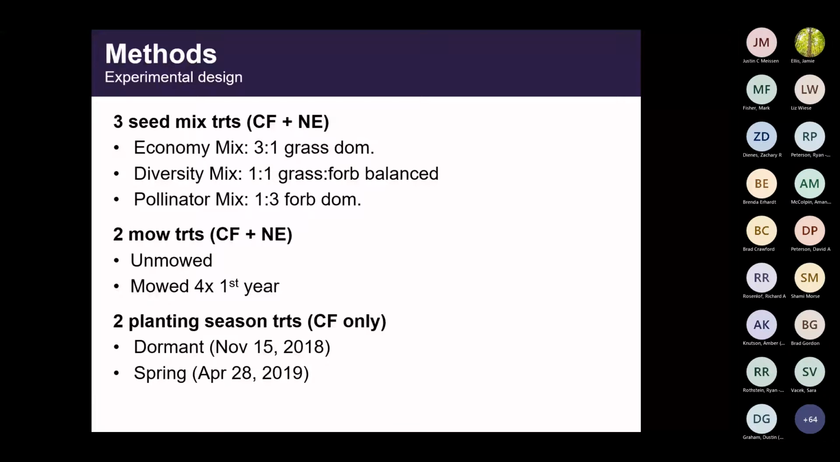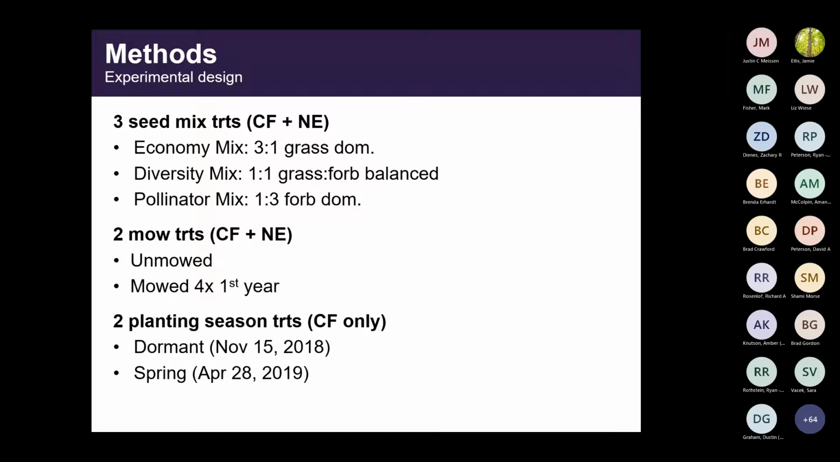So let's talk about the experimental design of these experiments. We followed a blocked split plot design. We looked at 3 implementation techniques: seed mix, mowing, and planting season. At both of the experiments, we looked at 3 seed mix treatments that varied primarily in grass-to-forb ratio. We planted a forb-dominated pollinator mix, which was high cost, a grass-forb balanced diversity mix, which was moderate cost, and a grass-dominated economy mix, which was low cost.